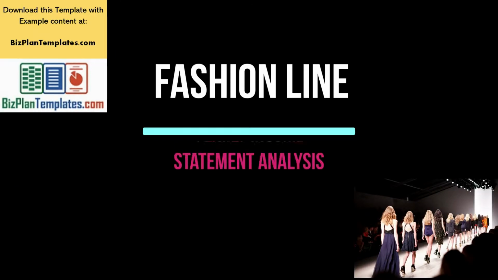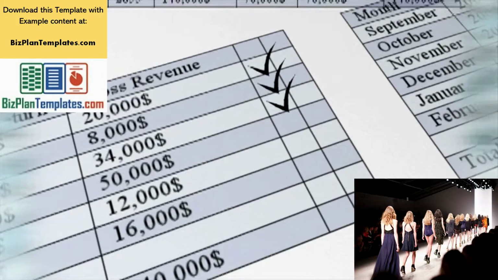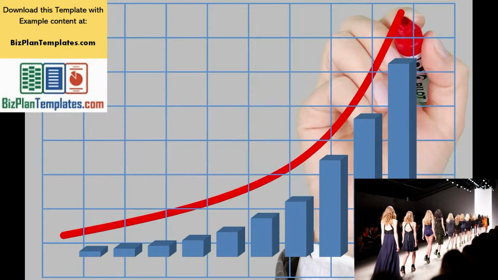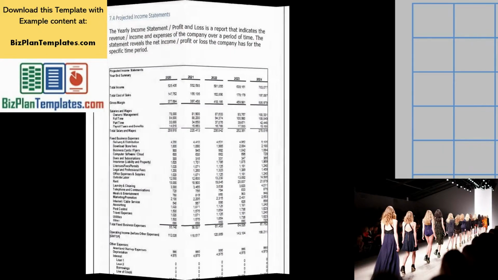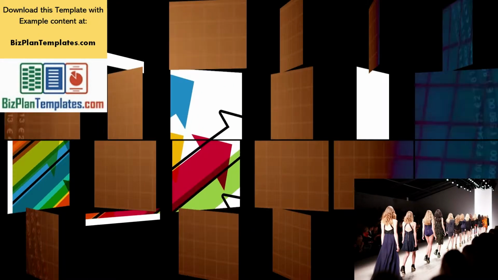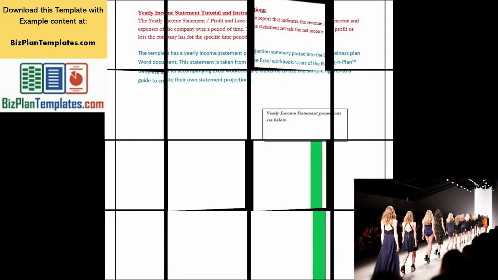Yearly Income Statement Tutorial and Instructions. The Yearly Income Statement and Profit and Loss is a report that indicates the revenue, income, and expenses of the company over a period of time. The statement reveals the net income and profit or loss the company has for the specific time period.